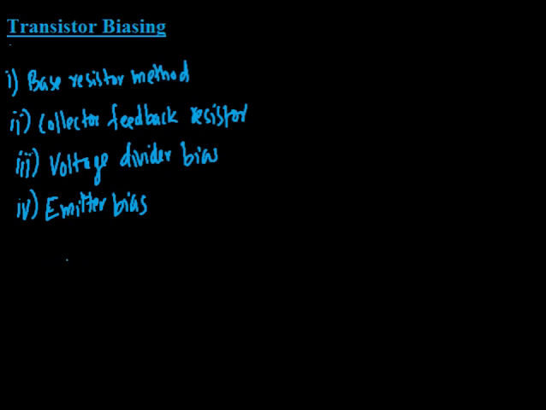So out of these four biasing methods, the first three are described in your syllabus. So we will discuss the first three of these transistor biasing methods. The first one is the base resistor method. It is the simplest method.